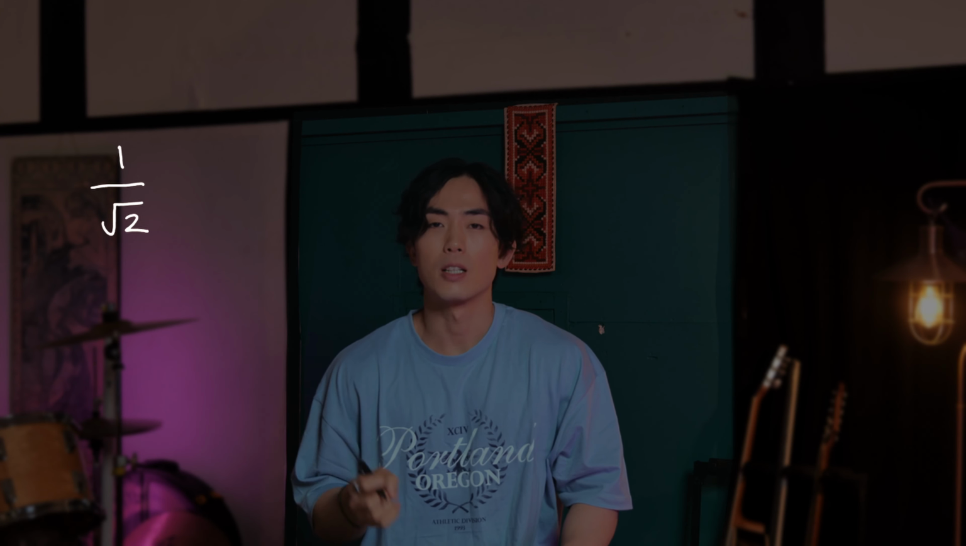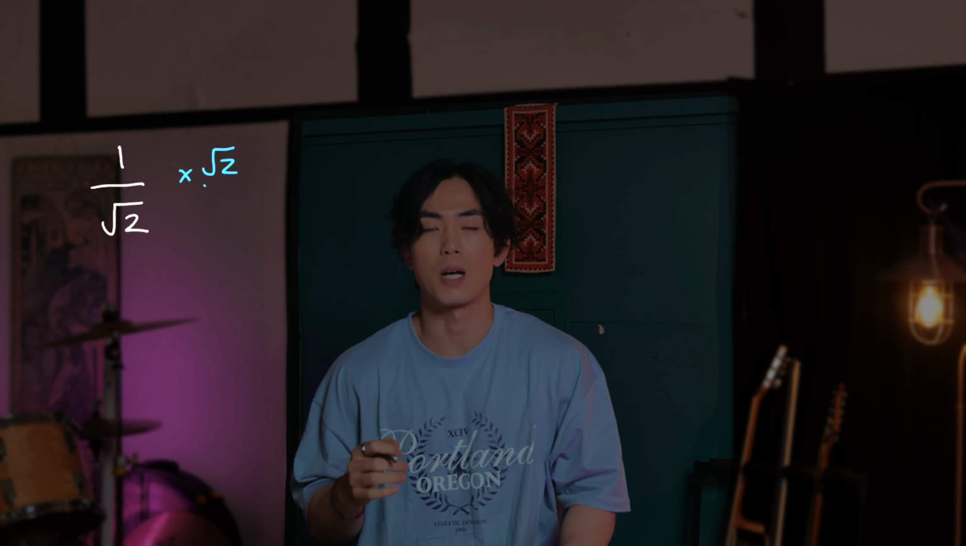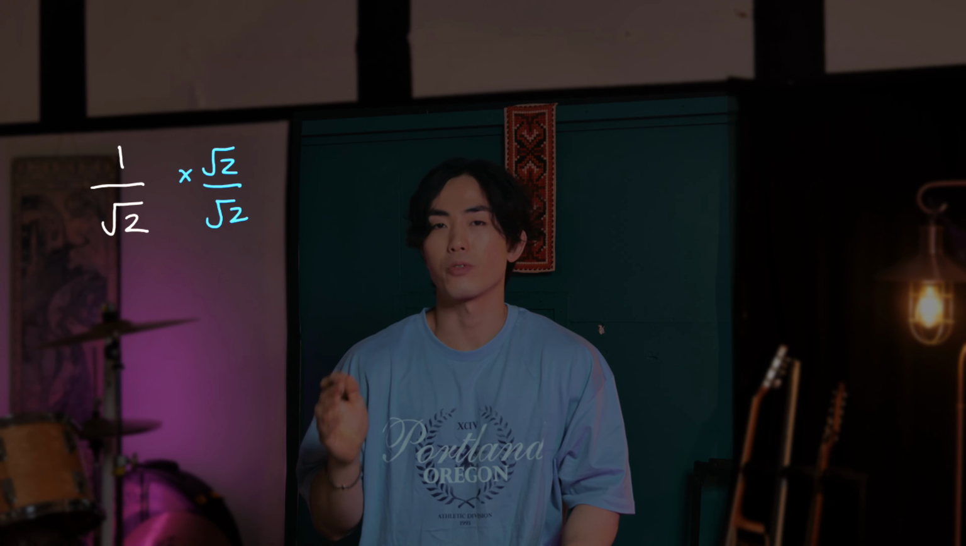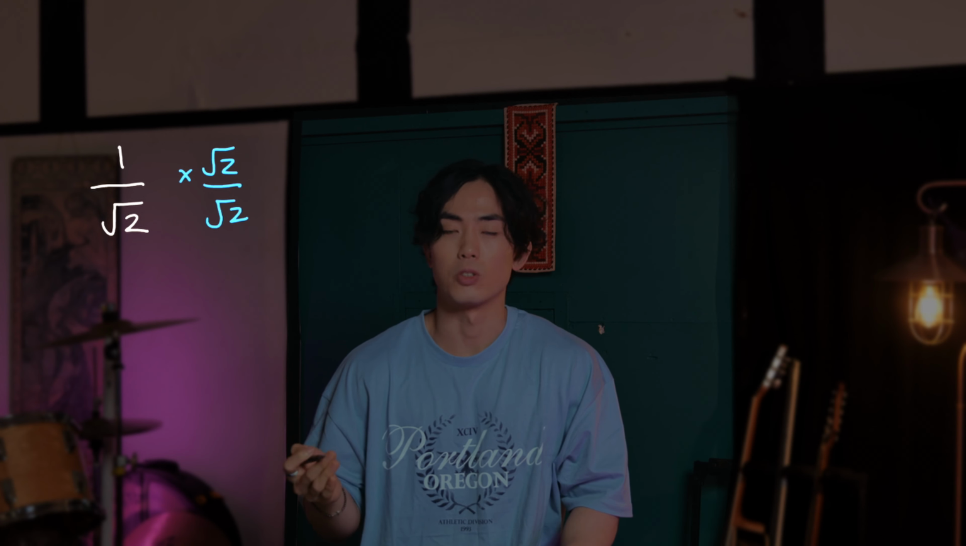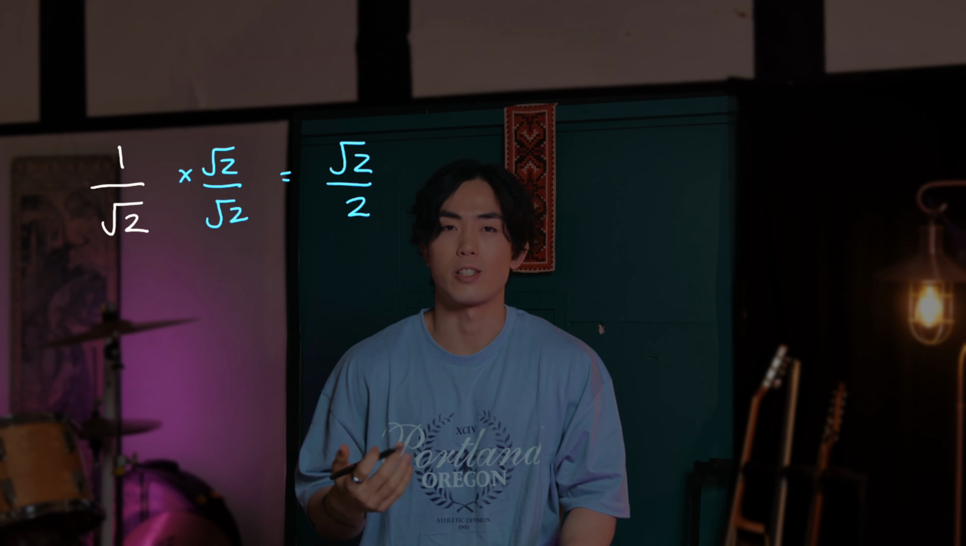We have 1 over root 2. Root 2 is an irrational number, so we want to make it a rational number. The way we go about doing it is we multiply top and bottom by the surd. So in this case it's root 2, so we multiply top and bottom by root 2. So we get 1 times root 2 on the numerator and then root 2 times root 2 on the denominator, which will leave us with root 2 over 2. This is known as rationalizing the denominator.